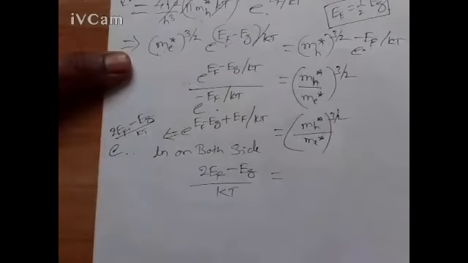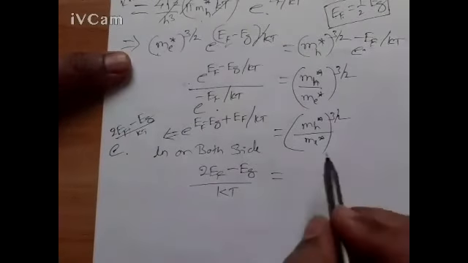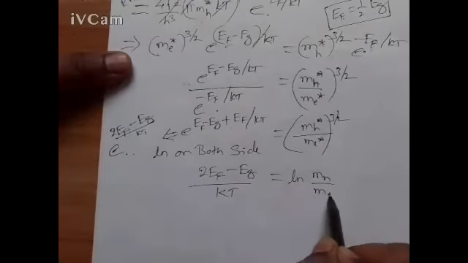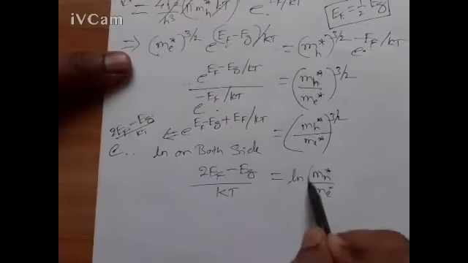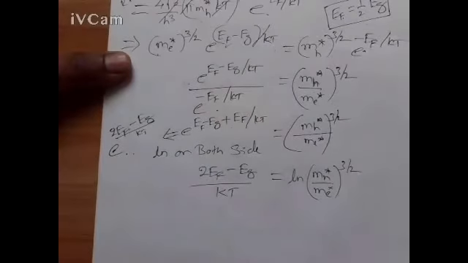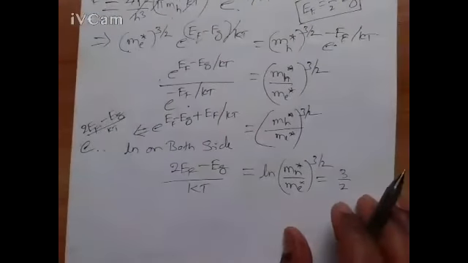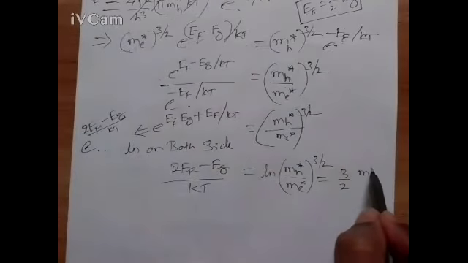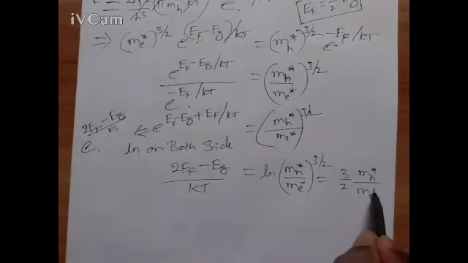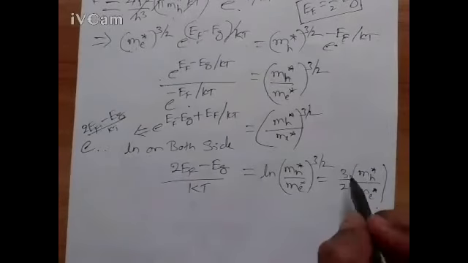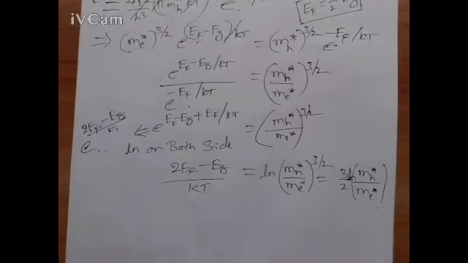Is equal to, when I apply ln to this, it is ln of mh star divided by me star, to the power 3 divided by 2. You can write it as 3 divided by 2 will come down, 3 divided by 2 then ln of mh star by me star. This is simple mathematics I'm doing, nothing else. So ln of this bracket term, this is the answer for that.